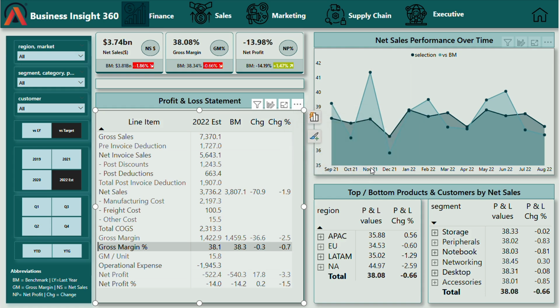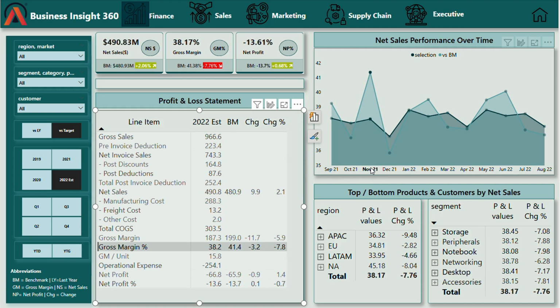If we click on November 2021, in the profit and loss statement, the net sales is positive, but gross margin percentage is negative. Here in the EPAC region, we can see the change percent is lowest, which is minus 9.48%. And in the segment, the value is low in notebook. In the notebook segment, we have three categories. So the company is lagging behind the target of gross margin percent in these three products.